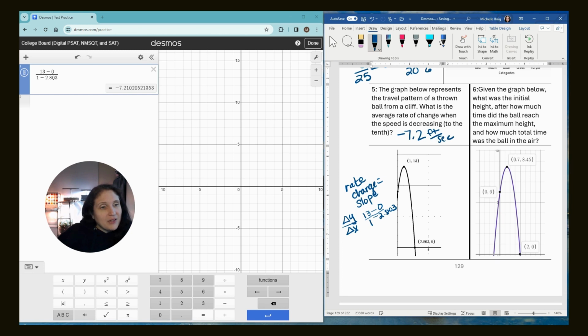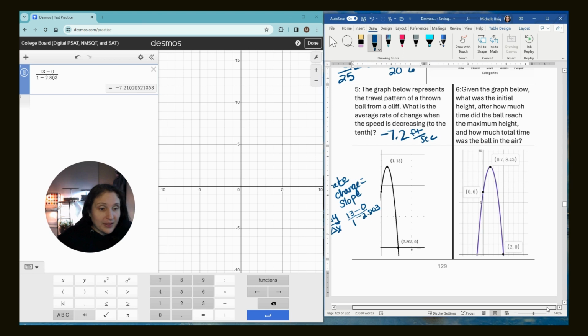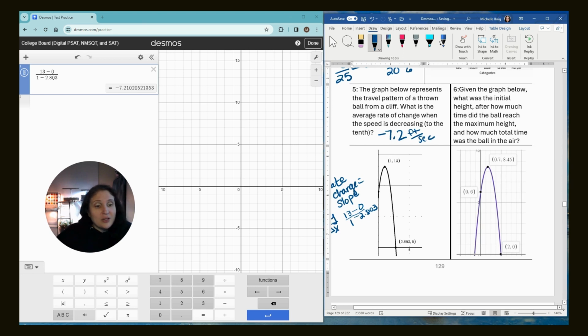All right, given the graph below, what was the initial height? After how much time did the ball reach the maximum height, and how much total air time did the ball have? Well, that's a whole lot going on. Okay, so the initial height is 6, and we know it's 6 because that's the y-intercept. After how much time did the ball reach the maximum height? That's this 0.7. So after 0.7, we'll just assume seconds.